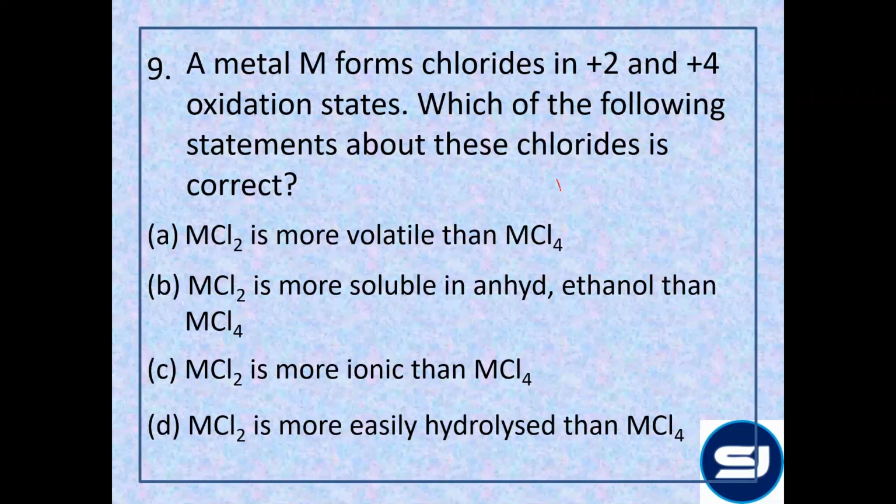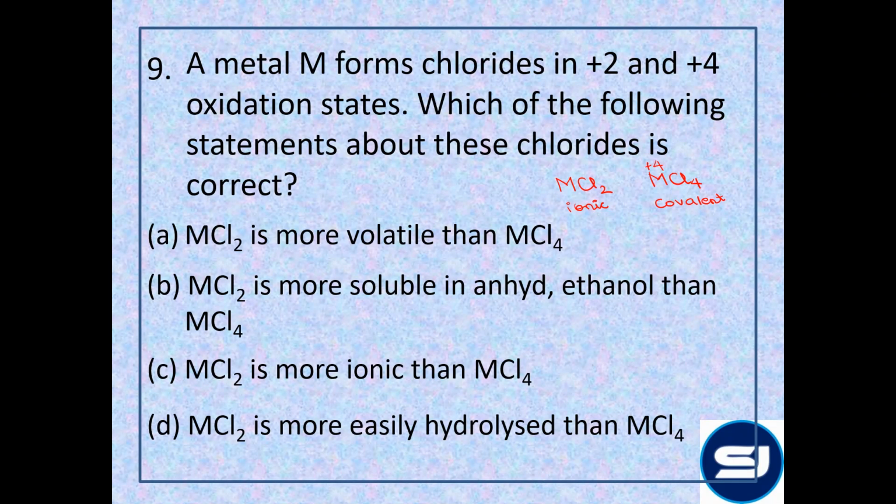Now tell me, MCl2 versus MCl4, which satisfies the covalent character? MCl4. MCl4, meaning this particular compound in the high oxidation state with a smaller cation and anion remaining same is more covalent than this. So I can consider MCl2 to be more ionic than MCl4. So which could be the correct statement? C. ठीक है, correct statement तो मिल गया.